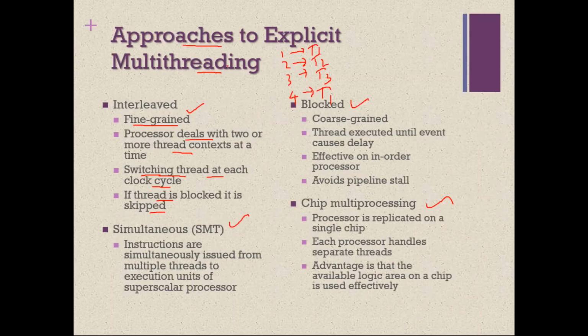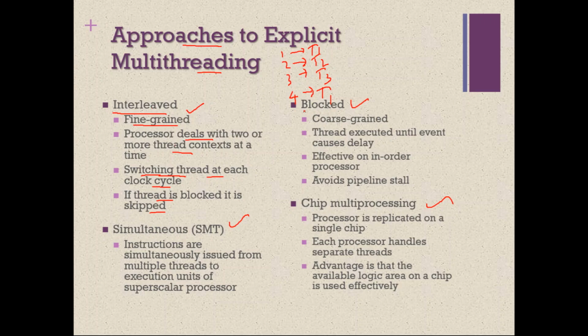So in explicit multi-threading, there are four approaches. Interleaved is also called fine-grained. Here the processor context switches from one thread to another. It executes each thread for a certain duration of time, typically one clock cycle. After the clock cycle, it will switch to another thread. But if a particular thread which is to be executed is blocked, then it will skip that thread. That is the interleaved approach.